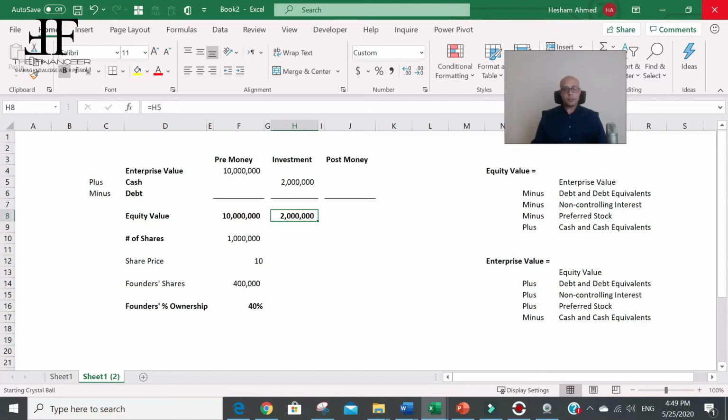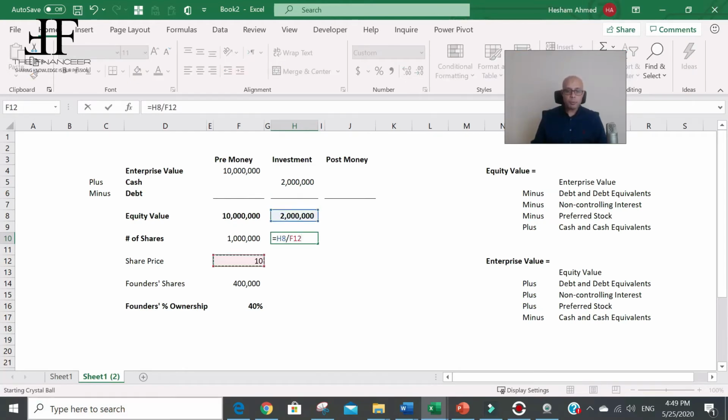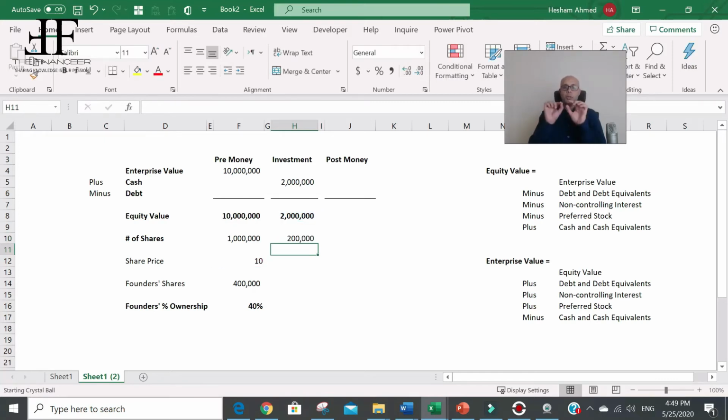Let's now calculate how many shares this new investor will receive as a result of his investment. Simply, you divide the 2 million he is going to give you by the market share price, which is $10 today. So you are going to give the new investor 200,000 shares. Fine. Let's now calculate the post-money valuation.